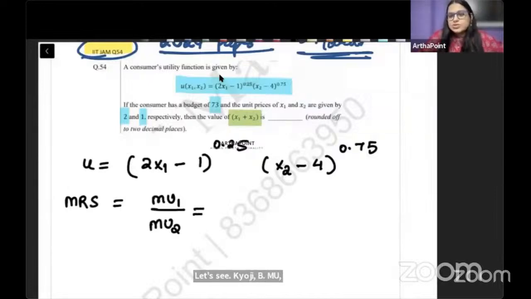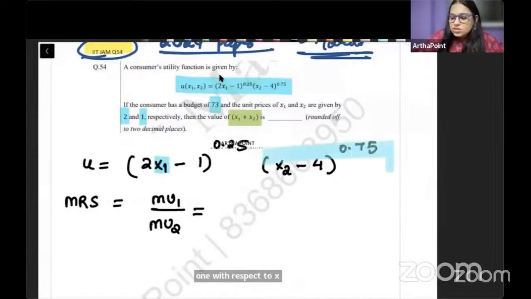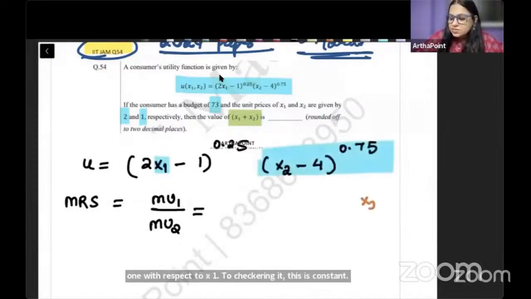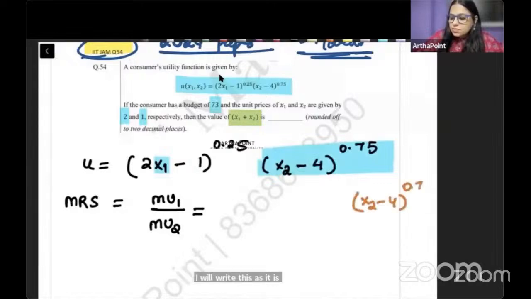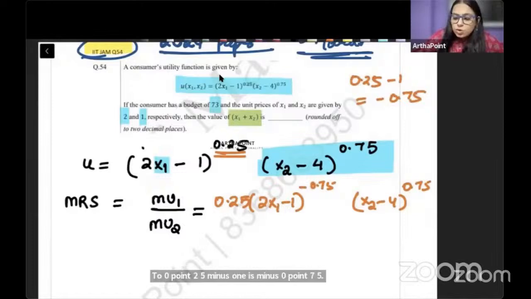Differentiation requires a lot of thoroughness. Differentiate it with respect to good 1, that is x1. This part is constant, I will write it as it is. The power will come down, and the power will reduce by 1. So 0.25 minus 1 is minus 0.75. Apply the chain rule: the coefficient of 2x1 is 2, so there will be a multiplication by 2 here too.